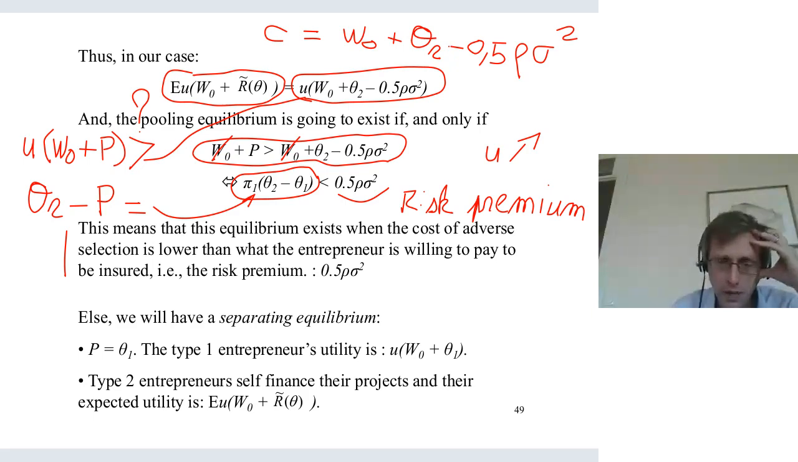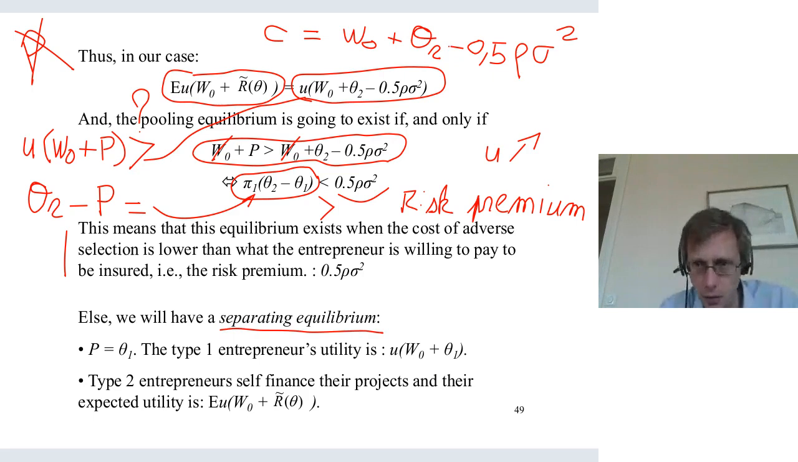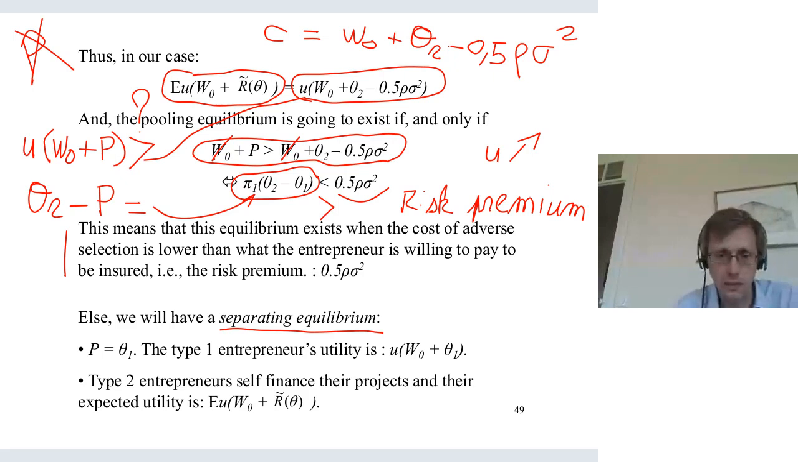So what about now if the inequality goes in the other direction? Well, in that case, type 2 entrepreneurs refuse the price P. So we are going to have what is called a separating equilibrium. So what is the difference between a pooling equilibrium and a separating equilibrium?